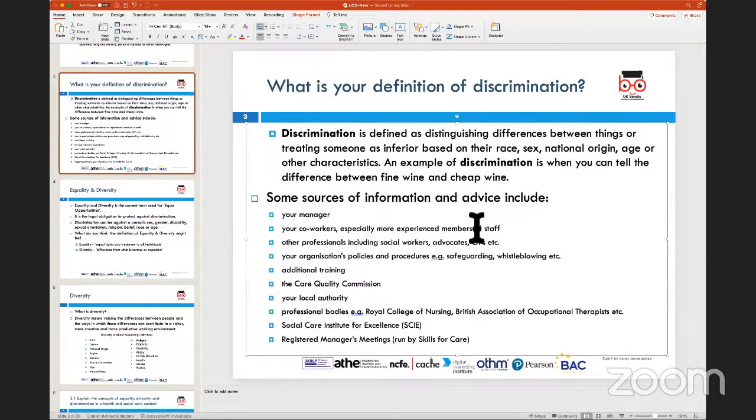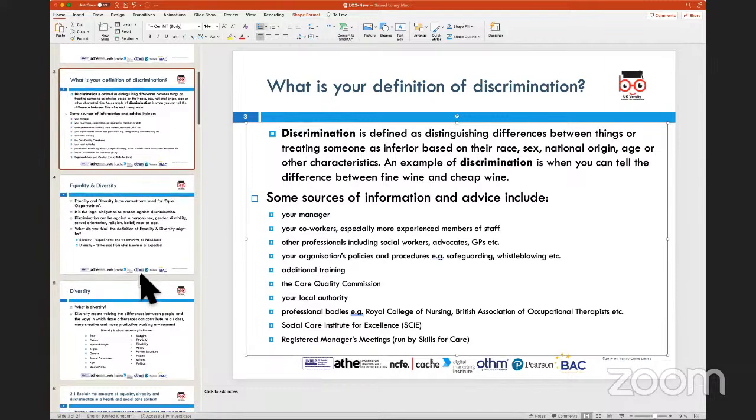These are also bodies which will be publishing information related to equality, diversity, and discrimination, including guidelines on how to differentiate and how to incorporate these guidelines into your day-to-day operations, so that staff are very well aware of what equality is, what diversity is, and what constitutes discrimination.